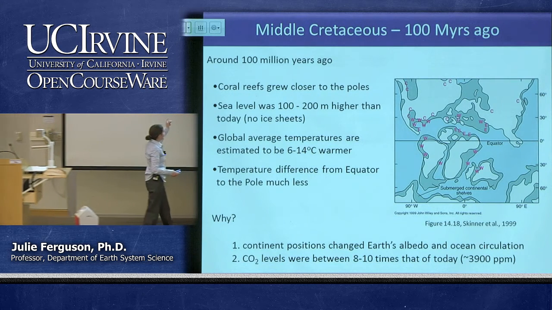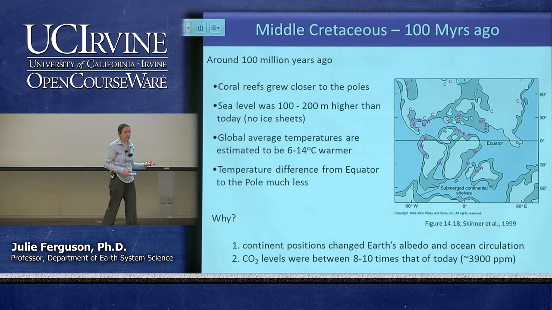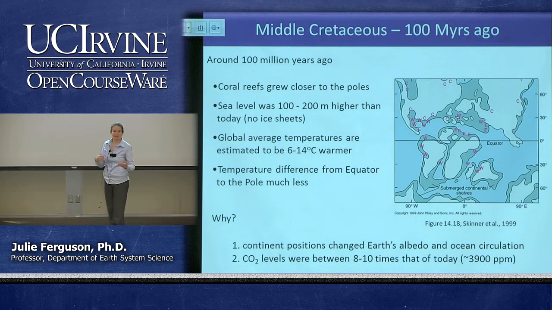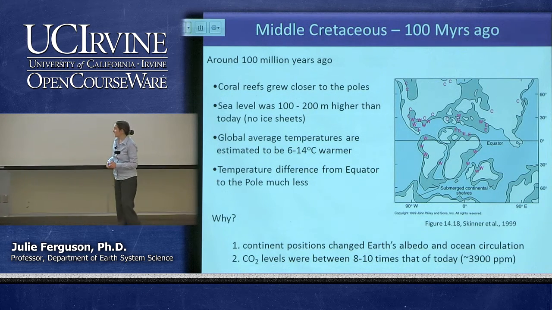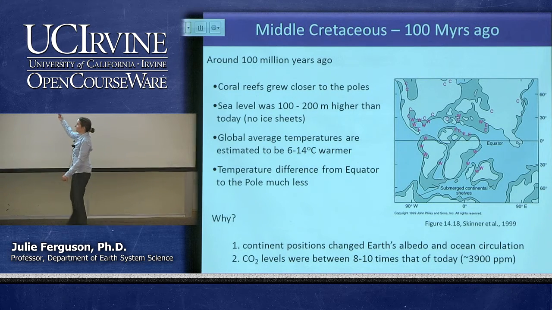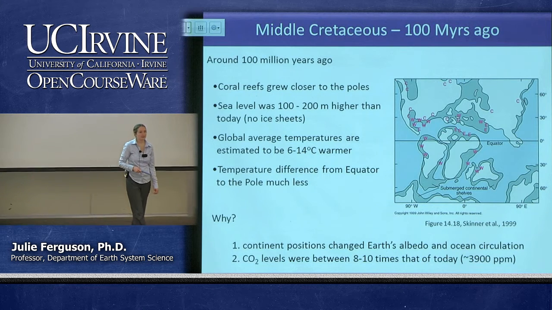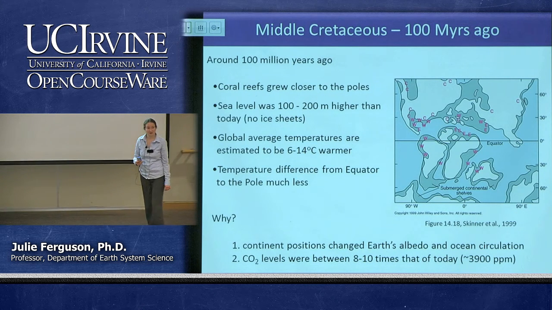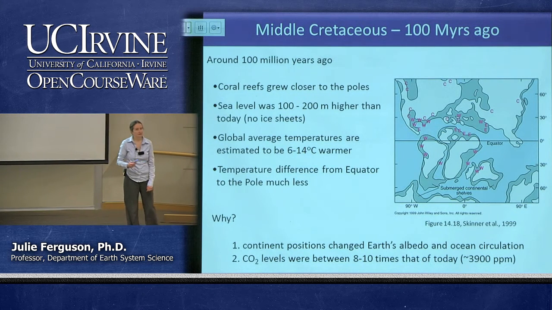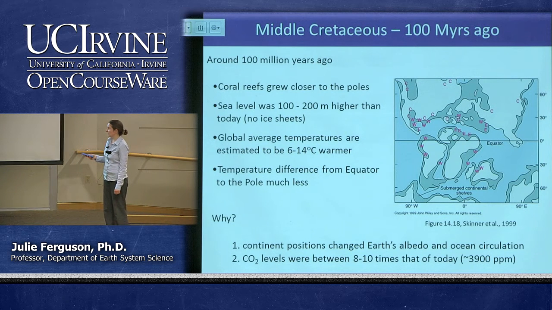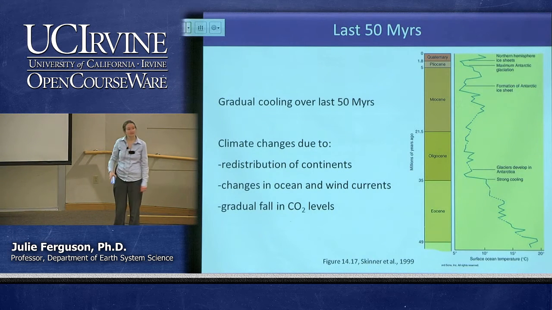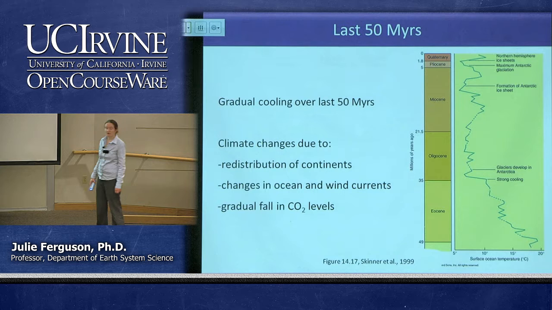Well, things like the continent positions changed our albedo, and also the circulation of our oceans, but also our carbon dioxide levels were anything from 8 to 10 times higher than they are today, maybe something like 3,900 parts per million. So it's a very much warmer time in Earth's history. But ever since then, we've been gradually cooling off.